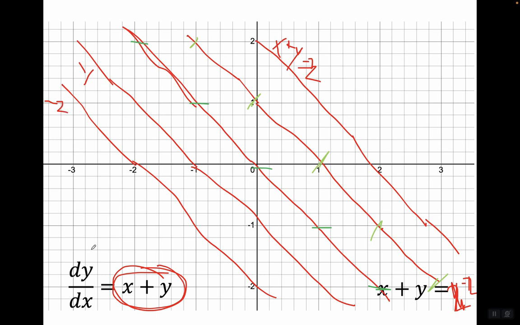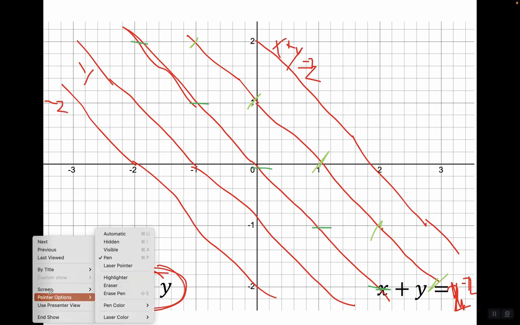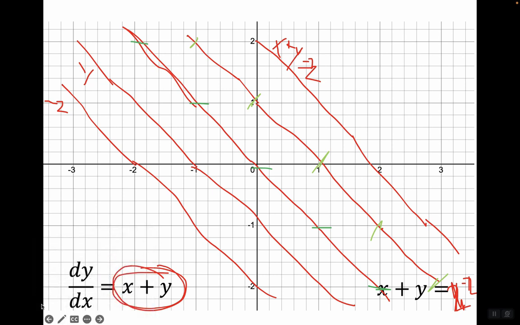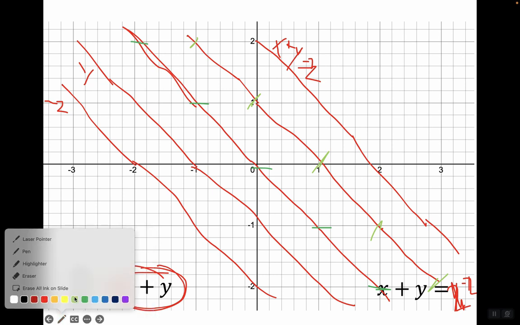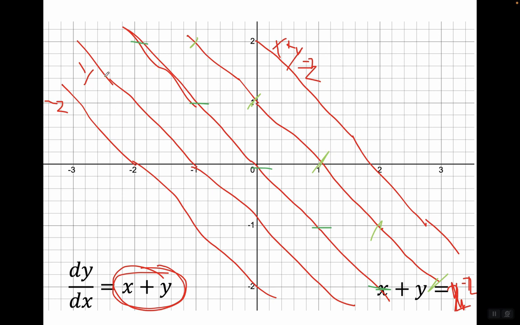So again, now let's draw those little tick marks. Let's go back to pen and change the pen color to our green. So all along this curve, we're going to draw lines with slope -1. Actually, it's going to be parallel to this curve. It's going to be like this. Okay, kind of confusing. And then all along here, we're going to draw little tick marks with slope -2. So -2 is like that, -2 is like that, -2 is like that, -2 is like that.